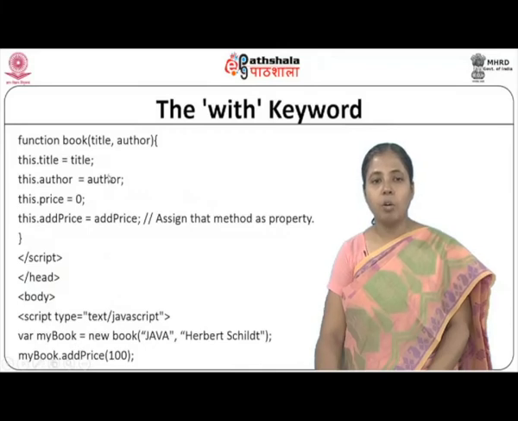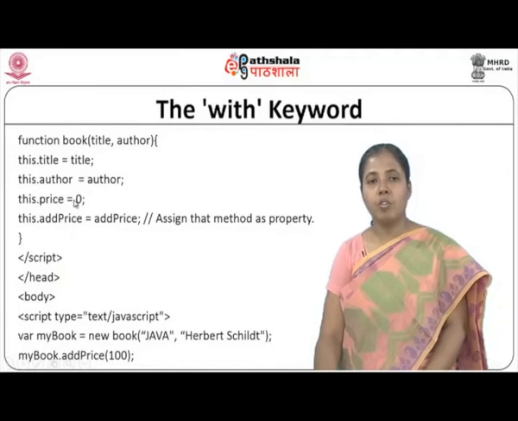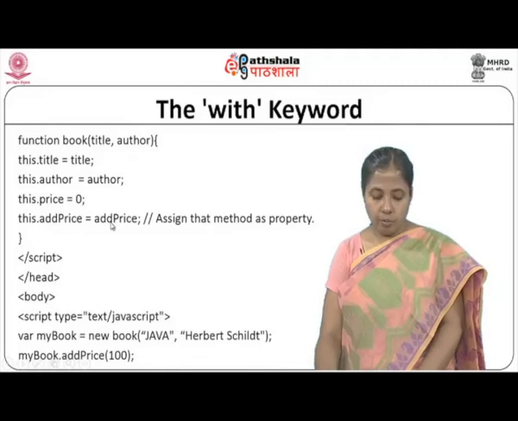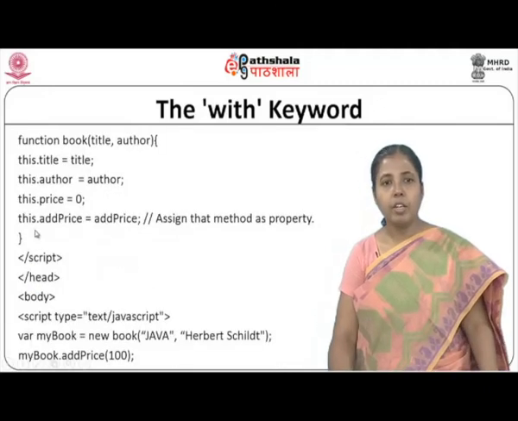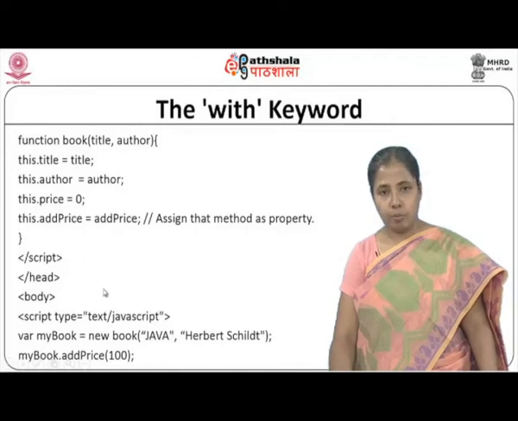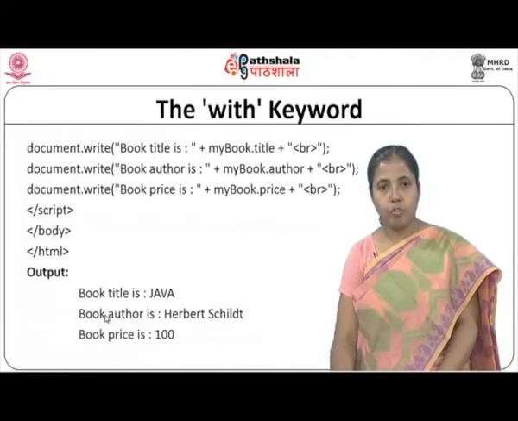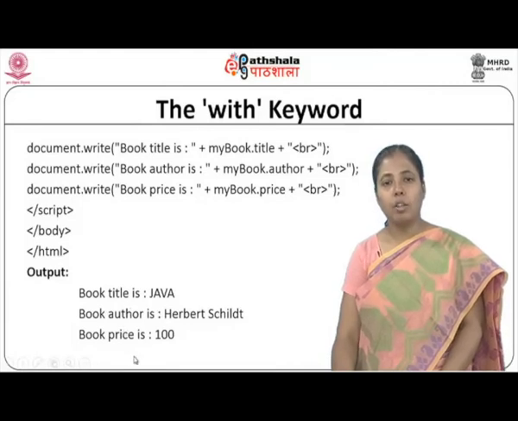Now, this is the same example we saw in the previous slide. This function book takes title and author, assigned to the two properties, and price is set to 0. The add price is actually assigned a method, and the add price method is defined, through which you assign the price to this property. Then the with keyword takes the default object and assigns the value. So, the output of the code would be printed as title, author and the price.